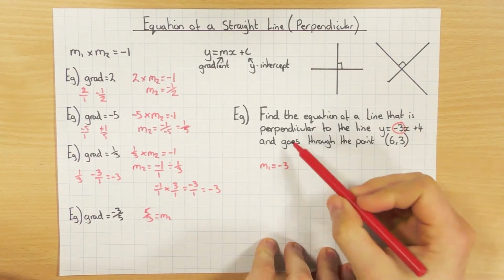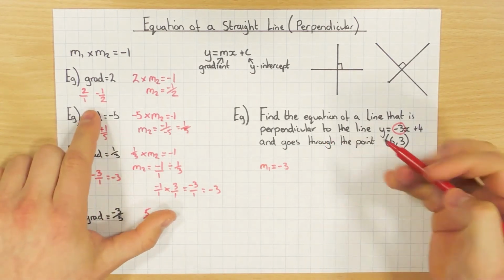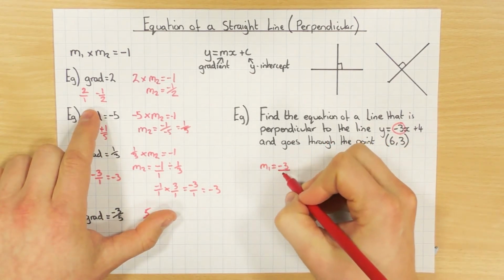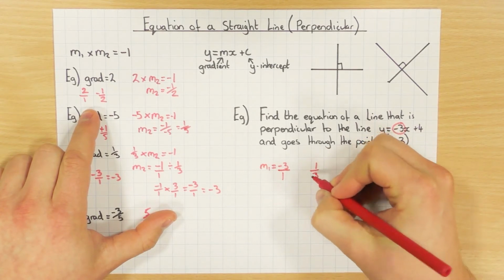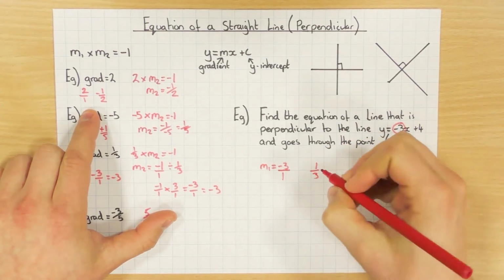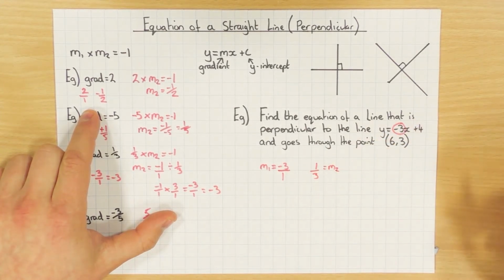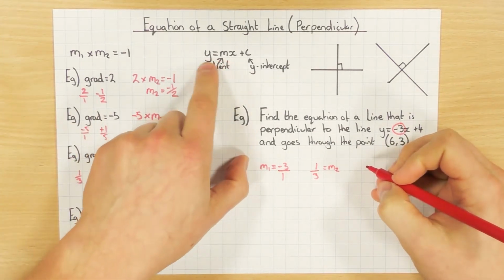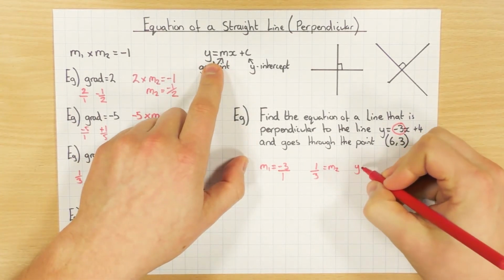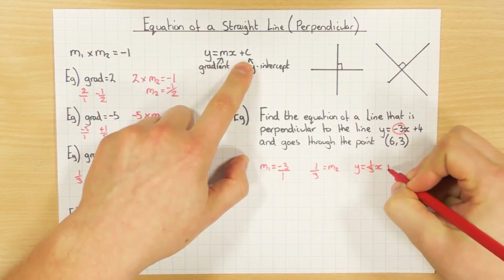Now if I want the gradient of the perpendicular line, exactly the same thing we do over here. I'm going to consider that to be a fraction, and I'm going to flip it, so it'll be 1 over 3, and because it's a minus, I'm going to keep it as a positive. So that is the gradient of my perpendicular line, 1/3. Let's substitute that into our formula. So y equals 1/3 x plus c.